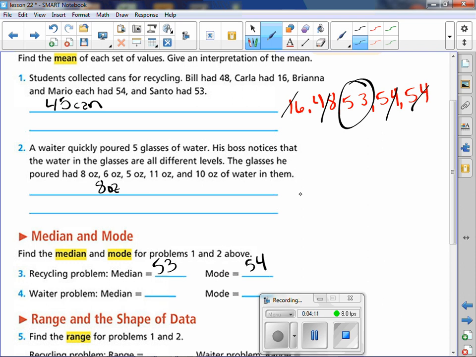Okay, waiter problem, let's see. Oops, 5 comes first. 5, 6, 8, 10, and 11. Again, I'm going to cross off from each end to find my median, my middle number. It's 8. And there is no mode. No mode, because all the numbers only happen once.